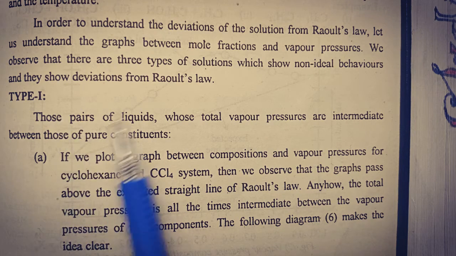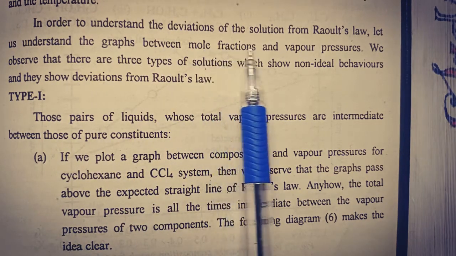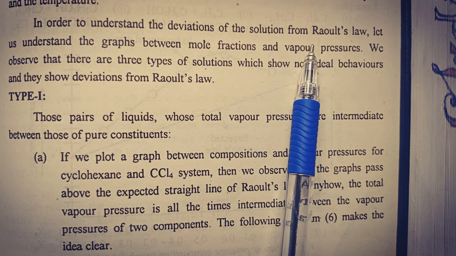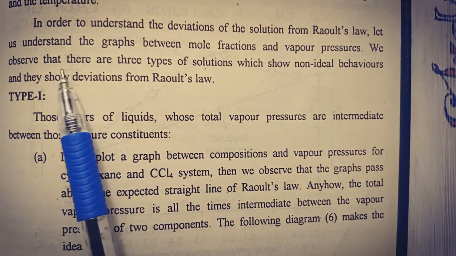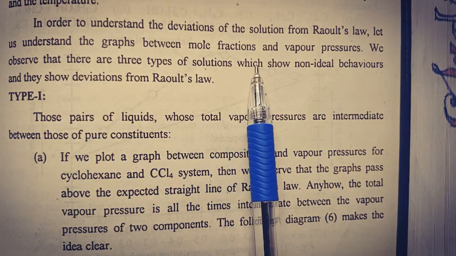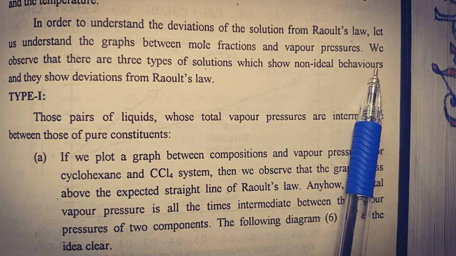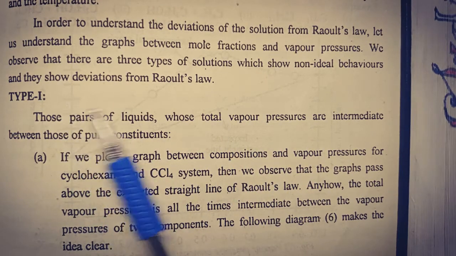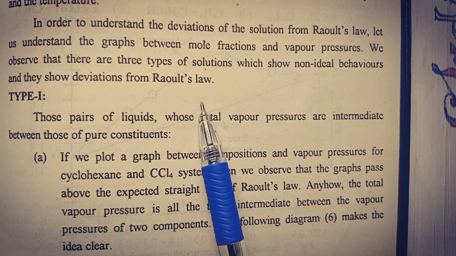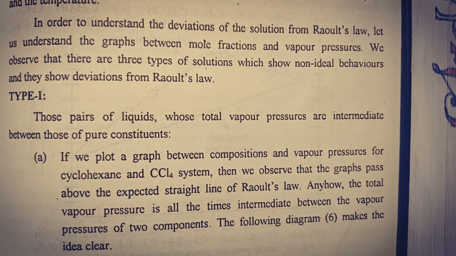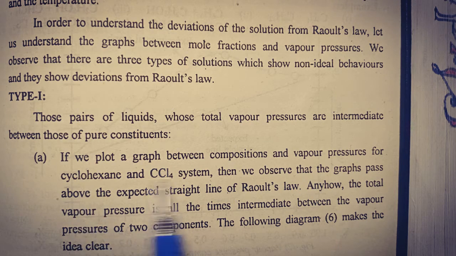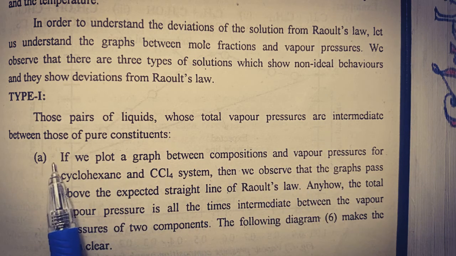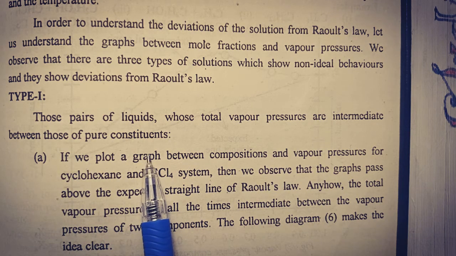So in order to understand the deviations of the solution from Raoult's law, meaning the solutions are behaving non-ideally, let's understand the graphs between the mole fractions and the vapor pressures. We observe that there are three types of solutions which show non-ideal behaviors and show deviations from Raoult's law. For type 1, those pairs of liquids whose total vapor pressure is intermediate between those of the pure constituents.